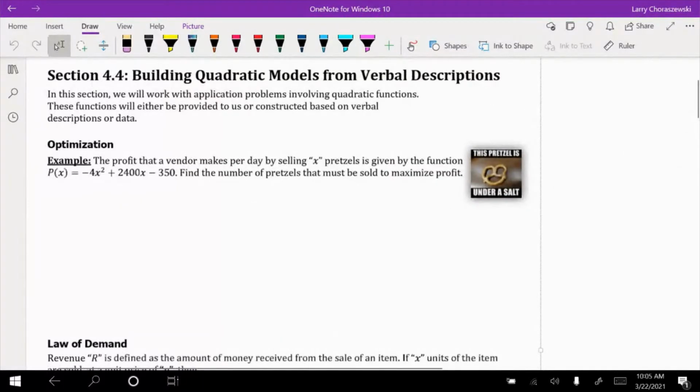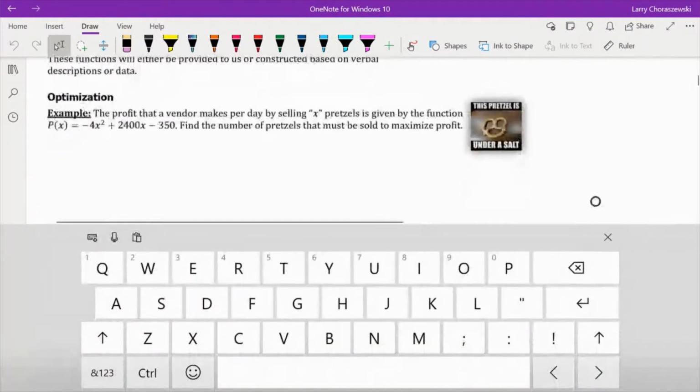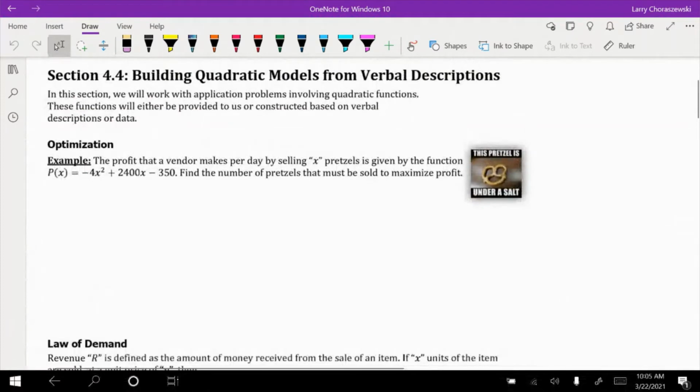So we're going to finish things off with an application section, dealing with a few topics here. The first is optimization, and optimization is when you're trying to find the maximum or minimum value of a function built in an application setting.